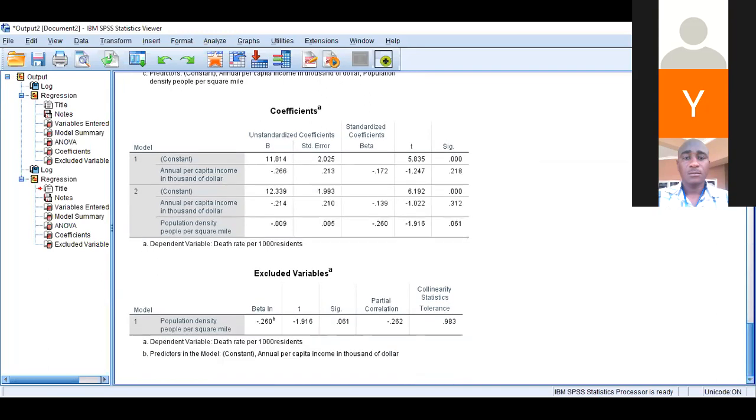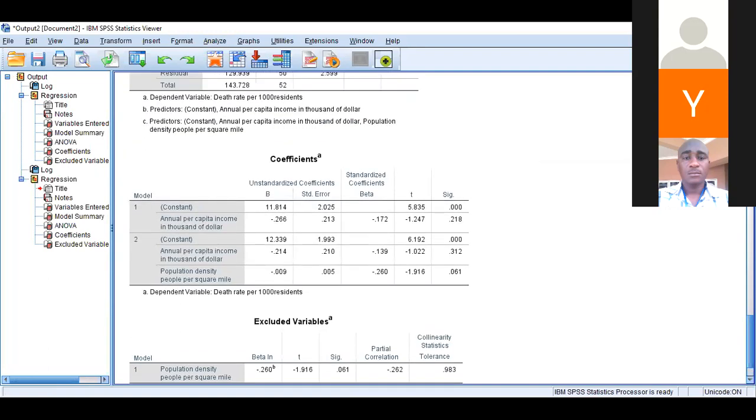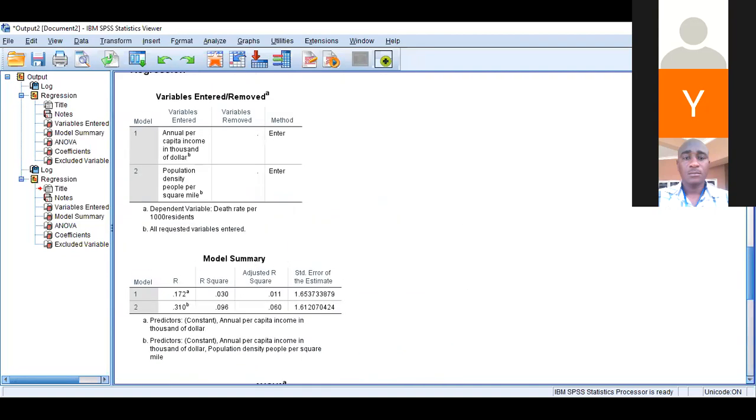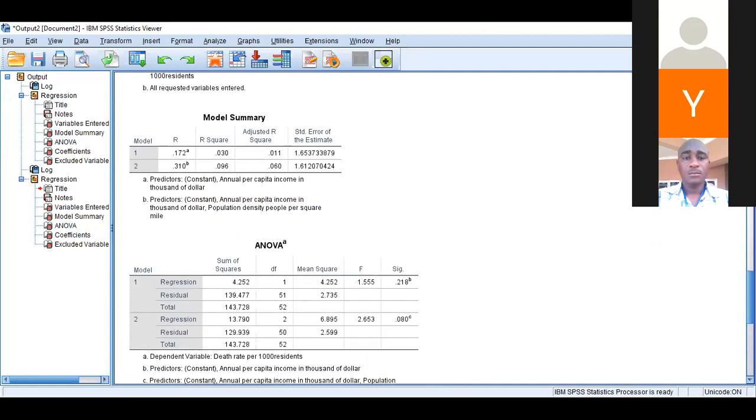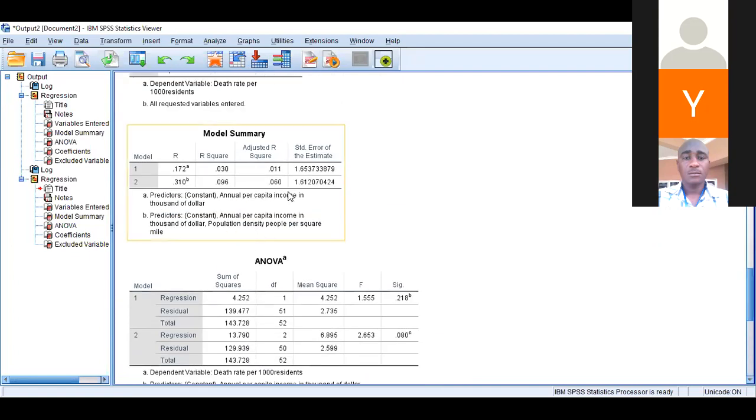Can you see? This time it excluded population density. If you look at the percentage, the total percentage is still the same. But if you want to build your model, it makes sense to first put the one that will give you the highest. Here, population density is more important than per capita income, so you put it first.